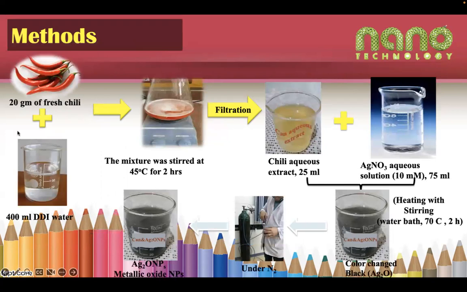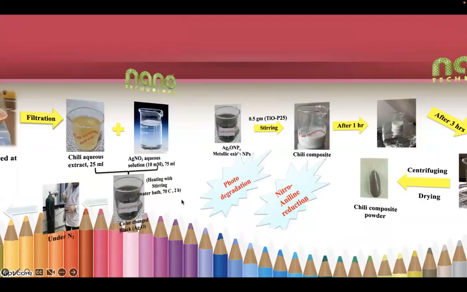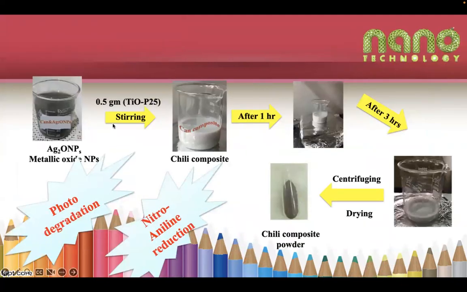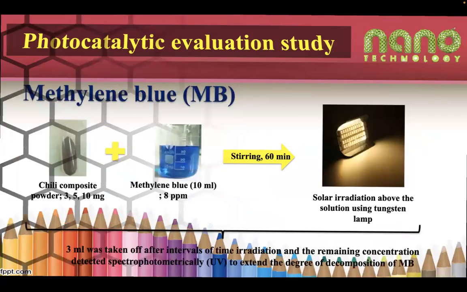So we take the fresh chili and then stir it with water for 2 hours. Then add the silver nitrate, heat it for 2 hours at 70 degrees to form silver nanoparticles. We follow that by adding titanium oxide and stirring it for about 1 hour. Then after 3 hours, centrifuge and dry to form the chili composite. So it is a very easy method and also eco-friendly. Then it comes to the difficult part, characterization.